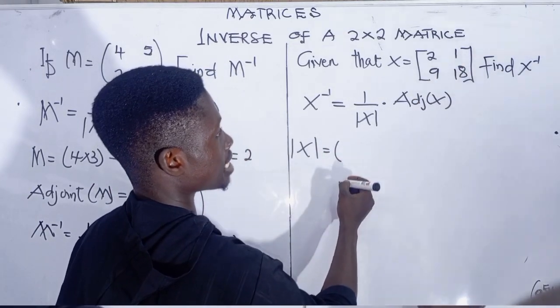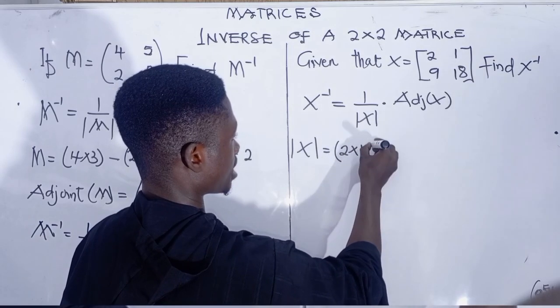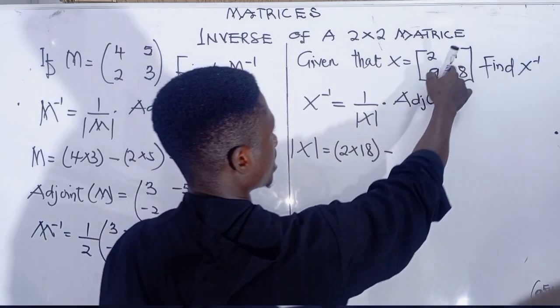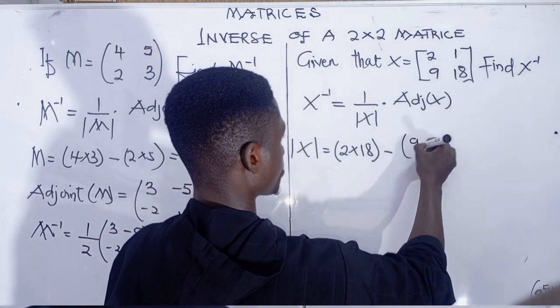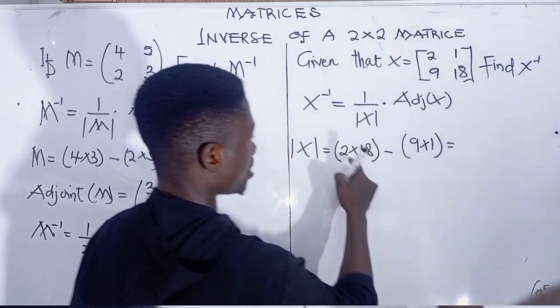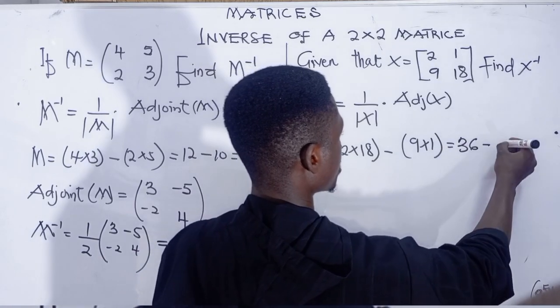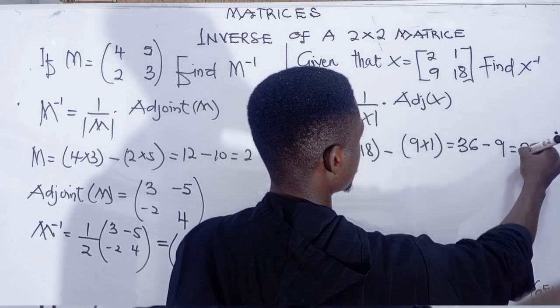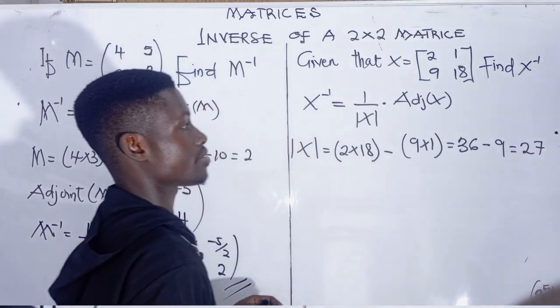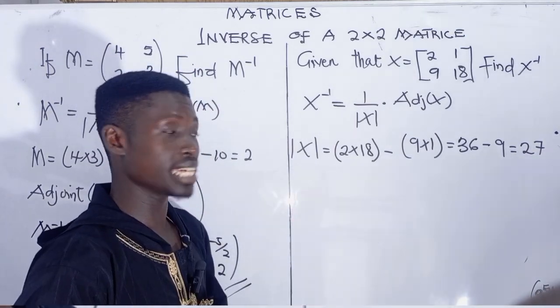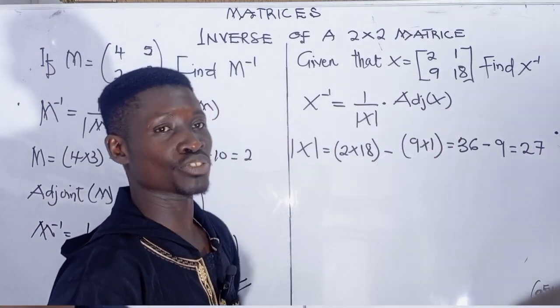So we have this will multiply that. So we have 2 times 18 minus what? 9 times 1. This will give us 36. And this will give us what? 9. And at the end, we are getting 27. Now that we've been able to find the determinant, let's look at the adjoint of X.